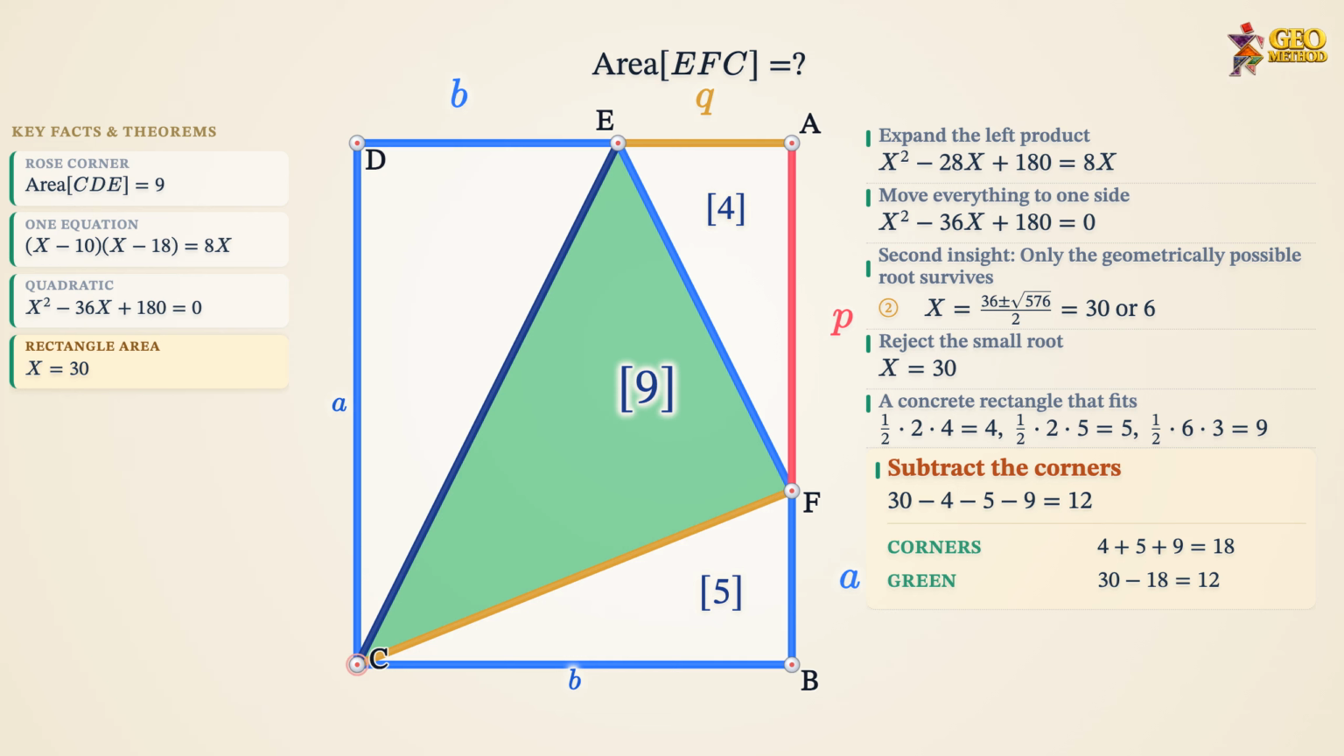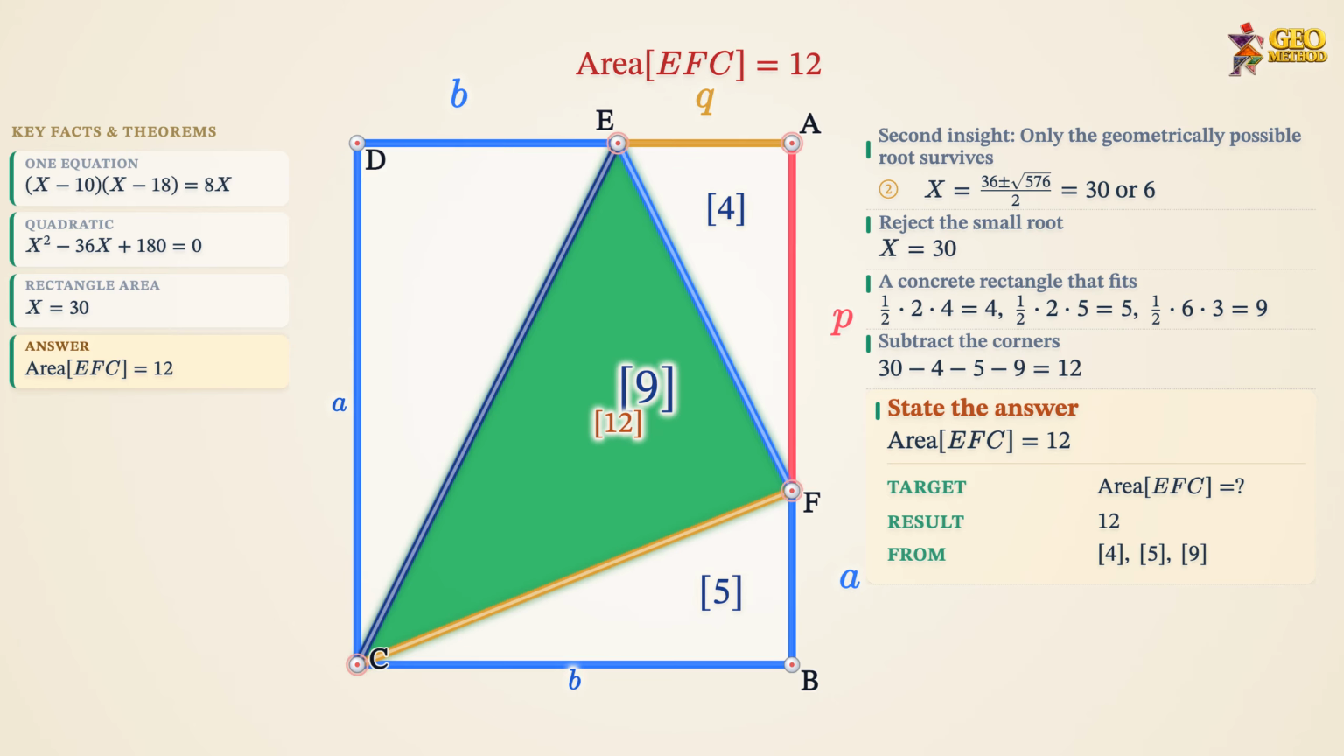Now finish the original goal. The green triangle is the rectangle minus the three corners. 30 minus 4 minus 5 minus 9 removes 18 and leaves 12. So the answer is 12.